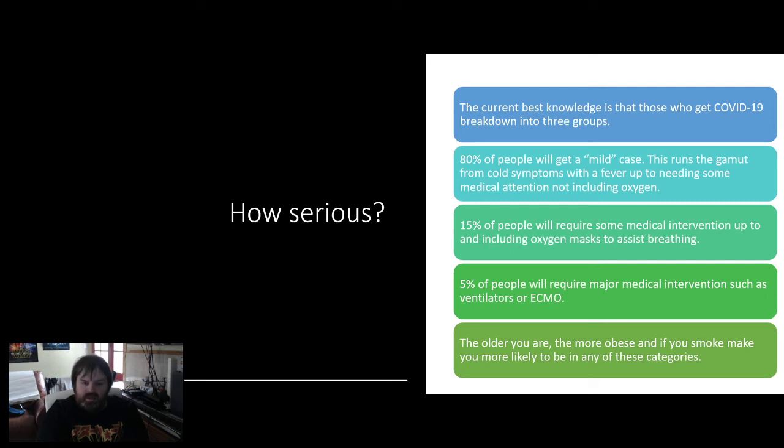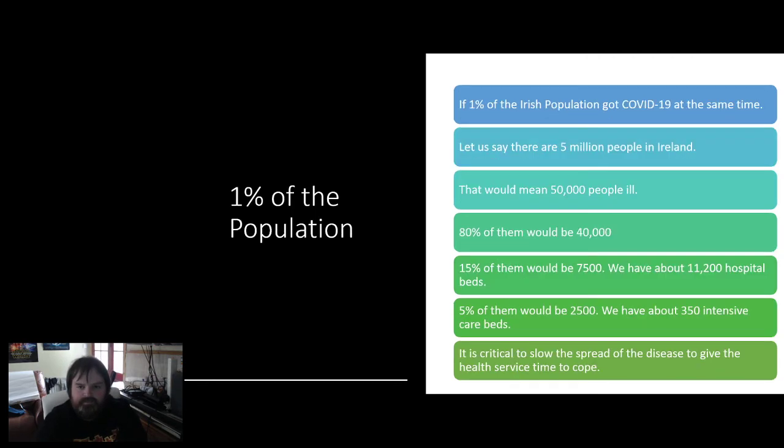So we don't know exactly, but the 80-15-5 is fairly consistent so far. 80% of people being mildly ill, 15% of people being seriously ill, 5% of people being very seriously ill, requiring intensive care. Now, here's the problem in Ireland, just for an example.